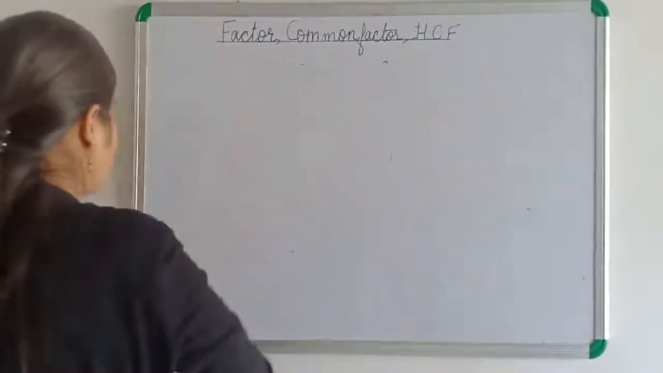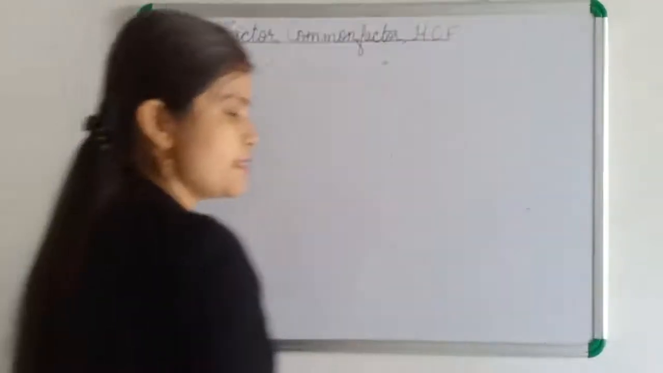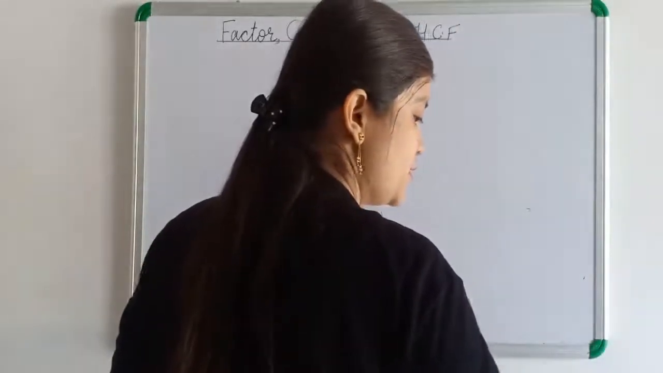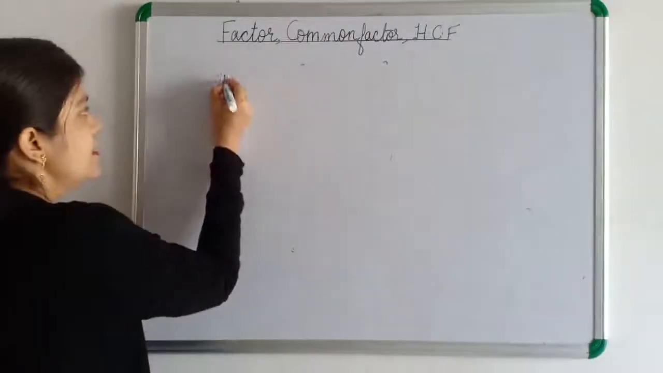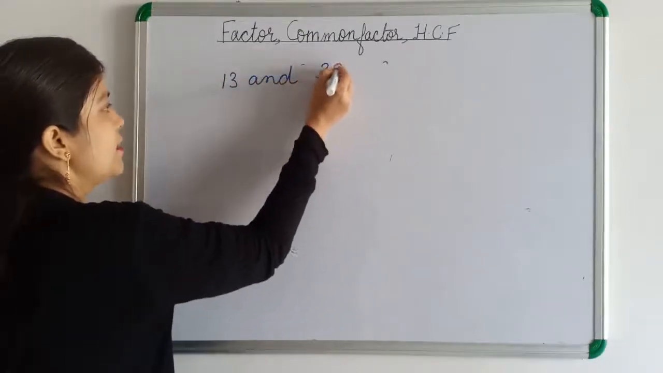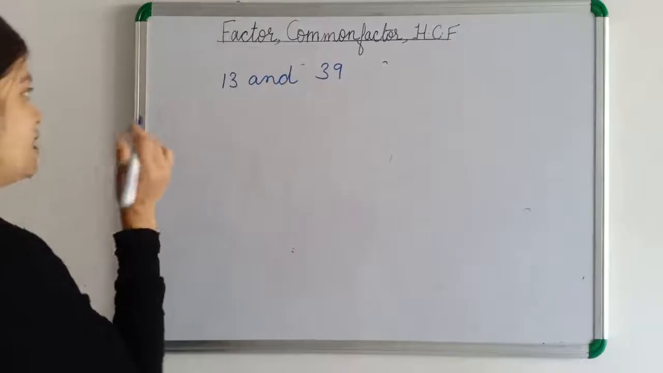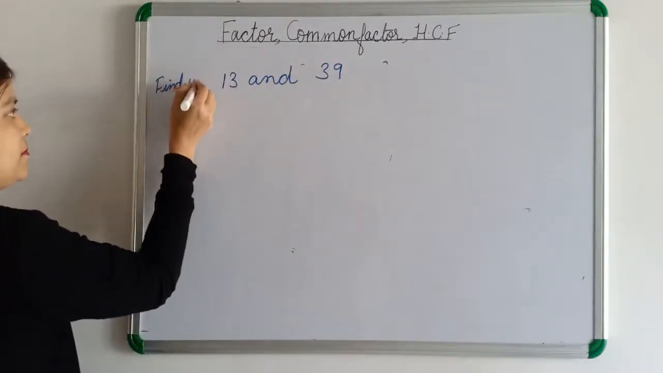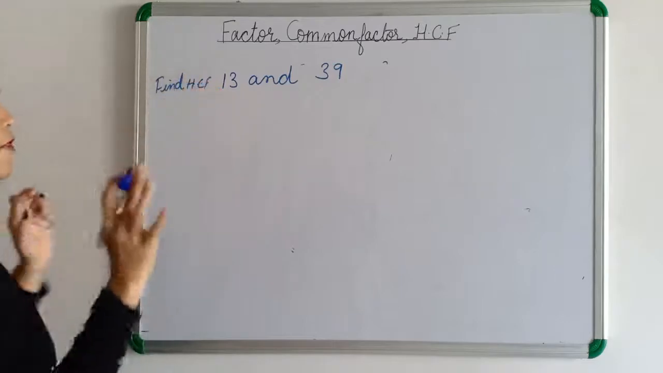So here is one more example. We can do it fast. Okay. Find the factors of 13 and 39. Okay. Find HCF. Find HCF of 13 and 39.